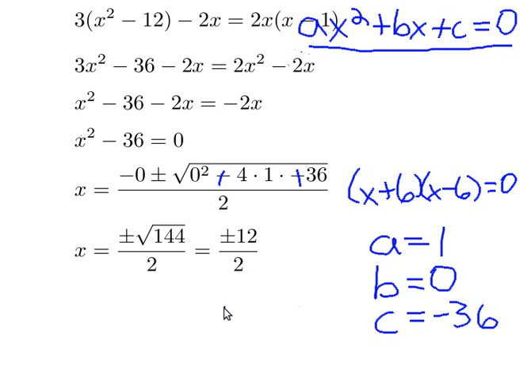So that means that x is equal to plus or minus 6, which is what we got here too. We got that x plus 6 times x minus 6 equals 0, so x equals negative 6, or x equals plus 6. And we got the same thing here, x equals plus or minus 6. So this is an example where you don't already have it in the form ax squared plus bx plus c equals 0, but you can still use the quadratic equation to solve it.